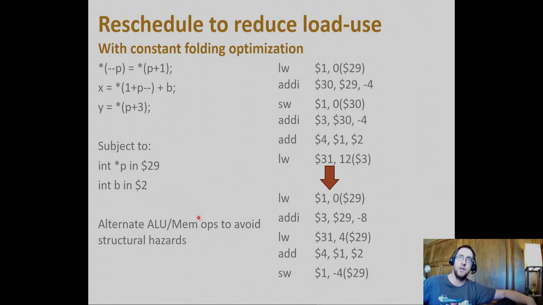And then we also schedule our instructions in order to alternate ALU and memory operations so that we avoid structural hazards. If you remember, a structural hazard means two instructions require the same hardware resource at the same time. If we had two load instructions that tried to issue together, we'd have to serialize them in program order in the dispatch logic, right? Because we can't put two load instructions into our memory pipeline at the same time. We can only dispatch one memory instruction per cycle.